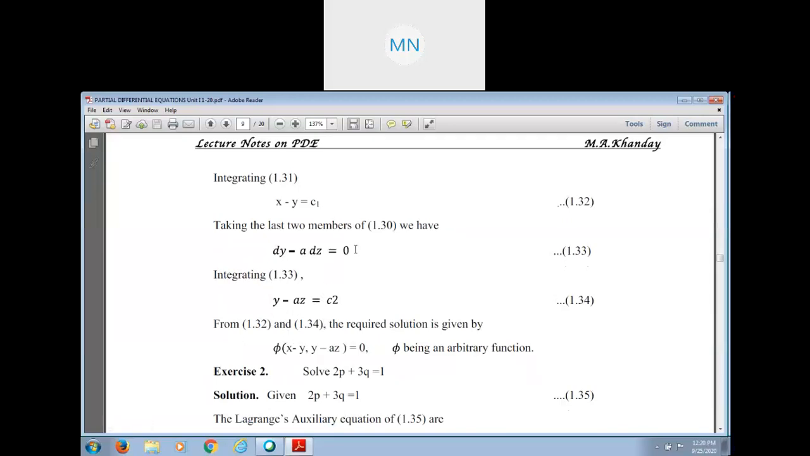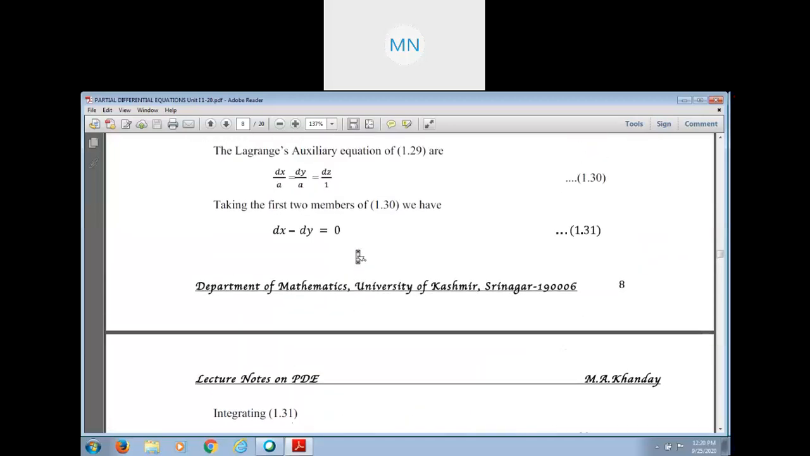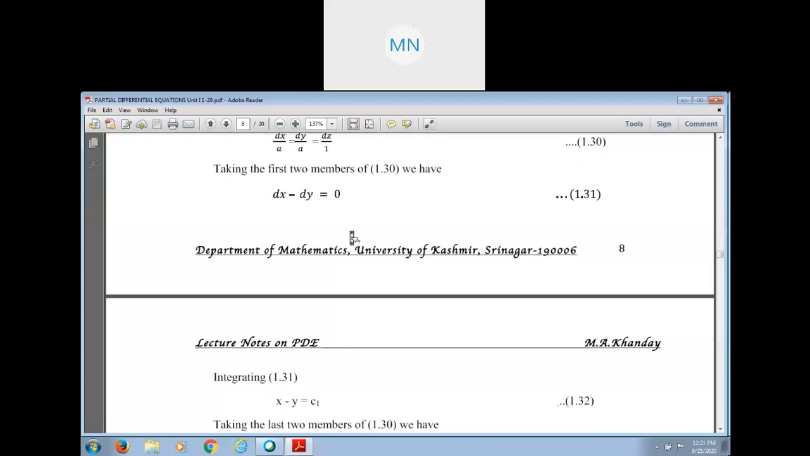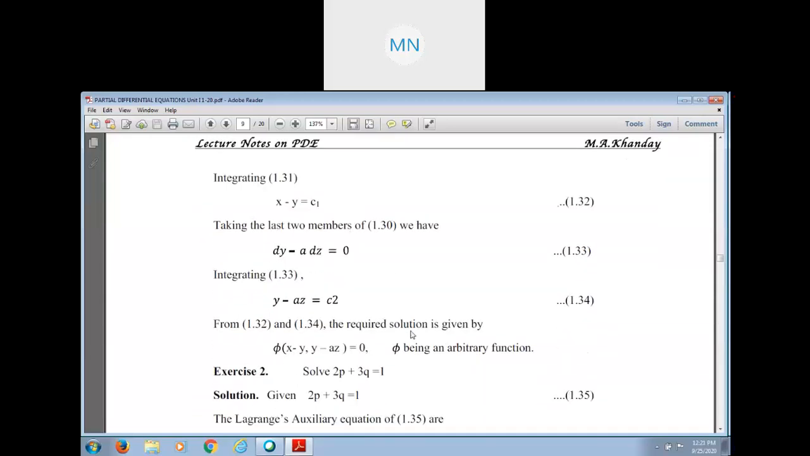Here, first and second. Suppose we take dx, then dx minus a dz is 0, so it will be x minus a z. Okay, these are the same. So the required general solution is phi of c1 comma c2.